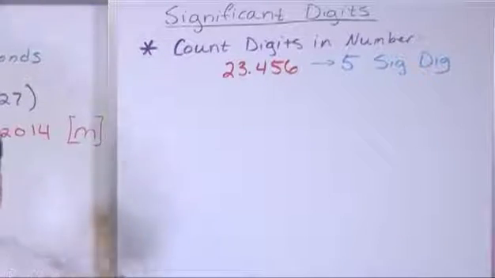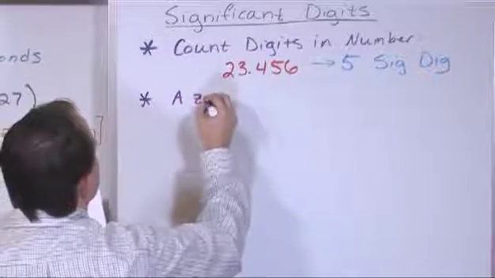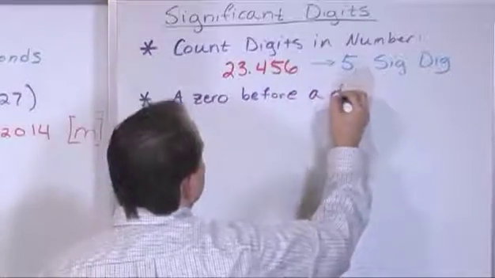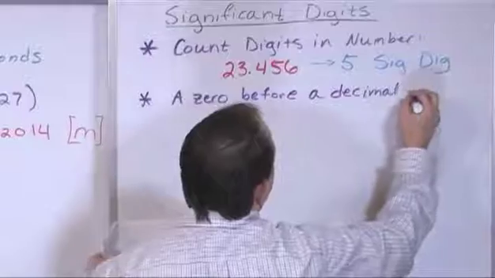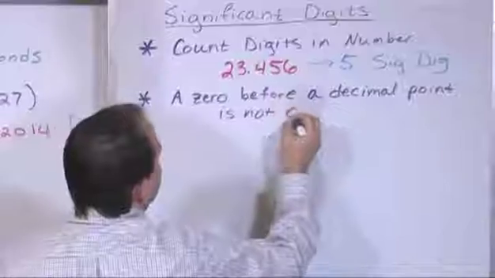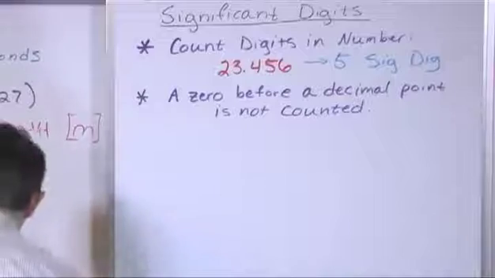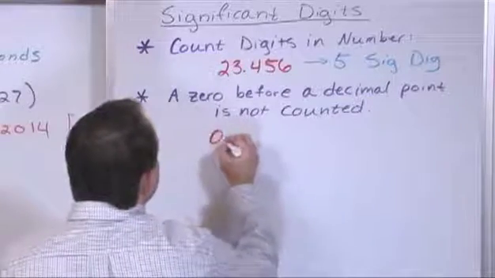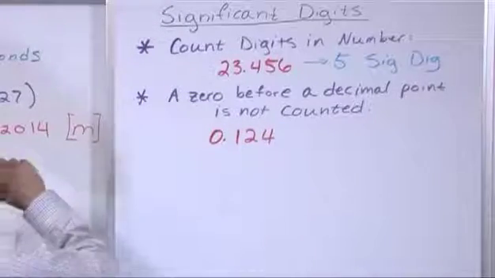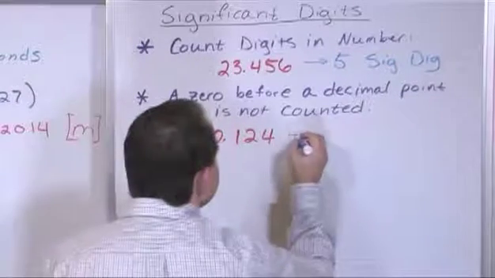Okay, let's go and say the next little rule. A 0 before a decimal point is not counted. And let me give you an example of that. 0.124. At first glance, you might be tempted to count this and say there's 4 significant digits, but there actually isn't. There's actually 3 significant digits in this guy.